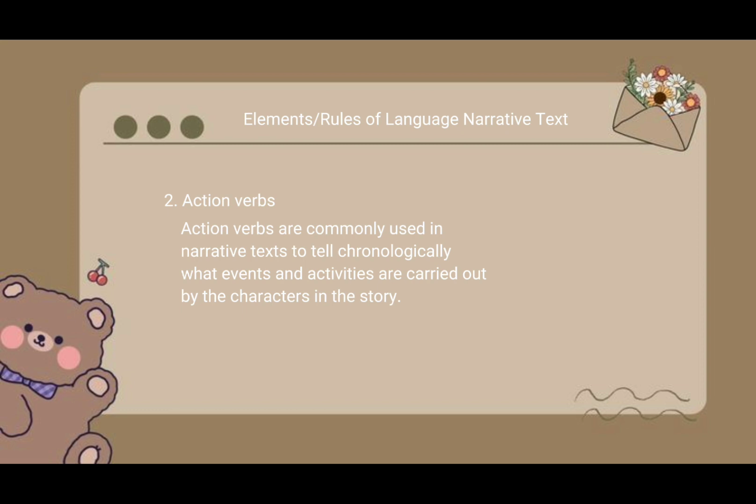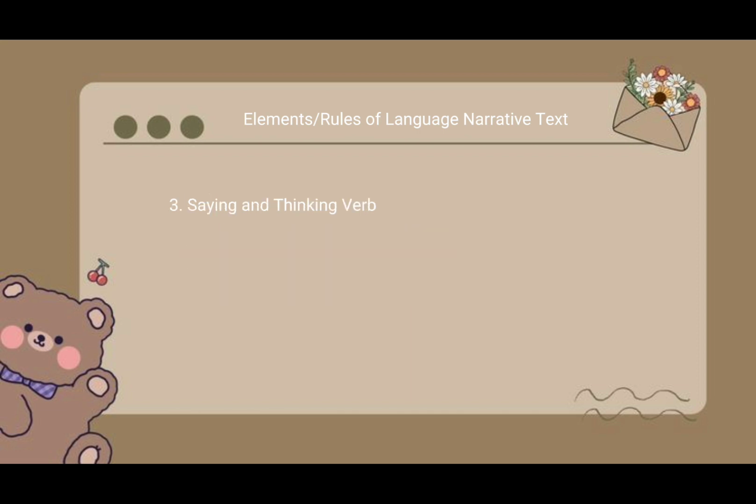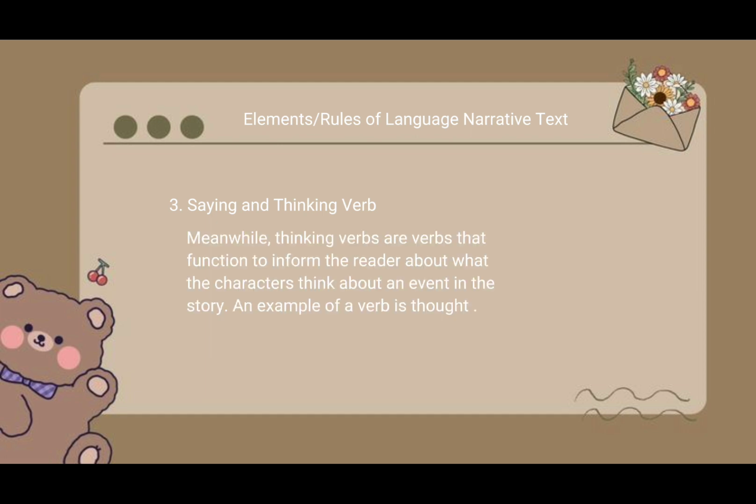Action verbs are commonly used in narrative text to tell chronologically what events and activities are carried out by the characters in the story. Third, saying and thinking verbs. Thinking verbs are verbs that function to inform the reader about what the character thinks about the events in the story. An example of a thinking verb is thought.